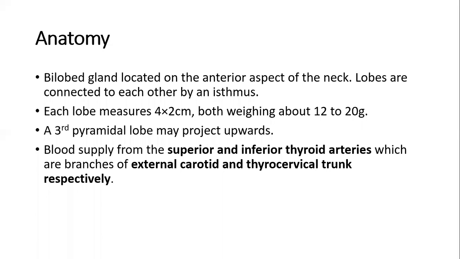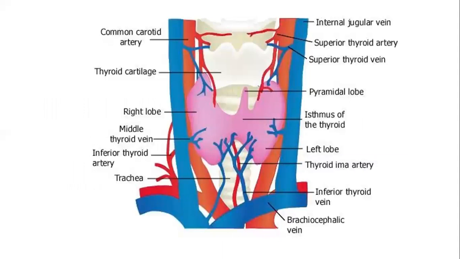For the blood supply of the thyroid gland, we have the superior and the inferior thyroid arteries, branches of the external carotid and thyrocervical trunk, respectively. So this is a pictorial presentation of the gross anatomy of the thyroid gland. You will see it clearly when you get the slides later.